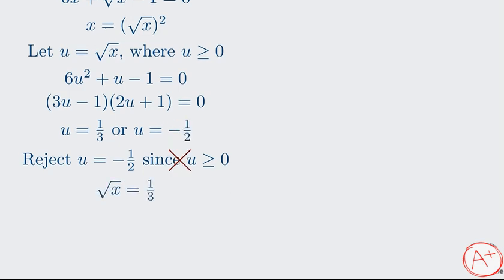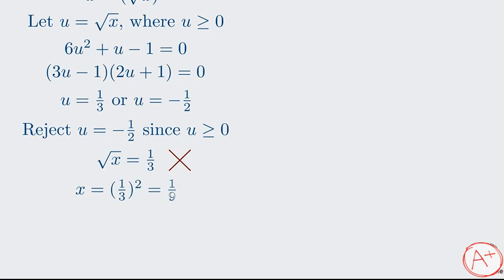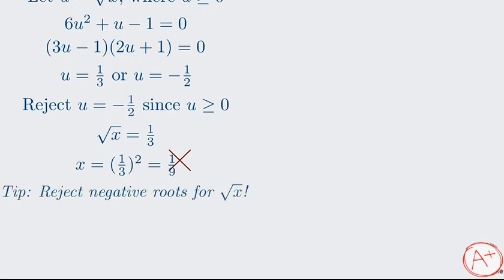Finally, we back substitute. Square root of x equals 1/3. Squaring both sides gives us our final answer. X equals 1/9. In Cambridge exams, failing to reject the invalid root will often cost you an accuracy mark.